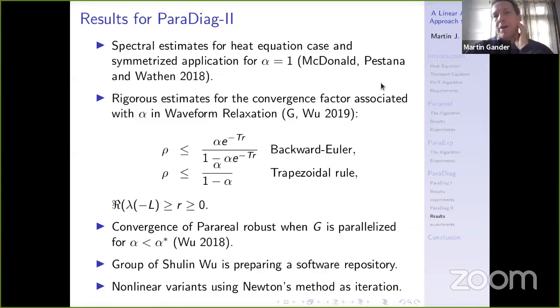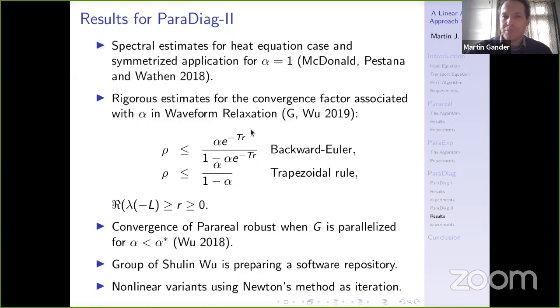What do we know about ParaDiag-II families? There is a very interesting analysis done by Andy Wathen and collaborators. There are spectral estimates for the heat equation case. There is also a very elegant symmetrization of the method, so you can use a MINRES algorithm. All is done for alpha equals 1. Then with the other values of alpha, there are convergence factor estimates at the PDE level. This is work of Shulin Wu.